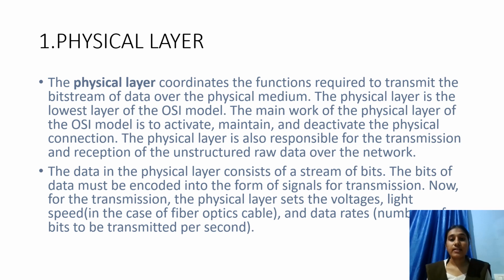The physical layer coordinates the functions required to transmit the bit stream of data over the physical medium. The physical layer is the lowest layer of the OSI model. The data in the physical layer consists of a stream of bits. The bits of data must be encoded in the form of signals for transmission. For the transmission, the physical layer sets the voltage, and the data rate, which is the bits to be transmitted per second.